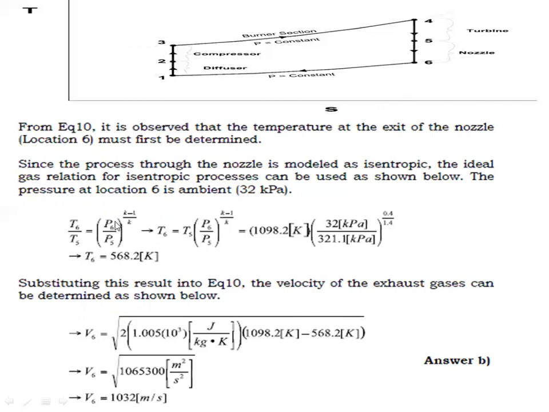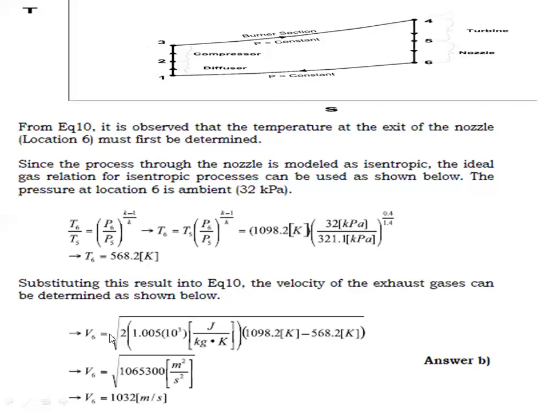So P6 must be equal to P1, which is given in the problem, and P5 we calculated just now, and we need to calculate what is T6, and T5 also we calculated. So from this, T6 can be calculated as 568.2 degrees Kelvin, and substituting this result into equation number 10, the velocity of the exhaust gases can be determined.